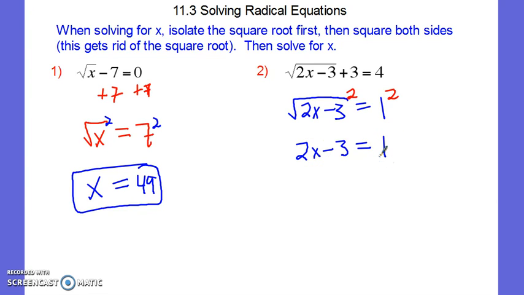1 squared is 1. And then 2 quick steps. I'm going to add 3 to the other side and divide by 2. And I'll end up with a good answer there. And I'll know it's a good answer because we're solving equations. We can take that 2 and plug it back in. 2 times 2 would have been 4, minus 3 is 1. Then we take that big square root. Square root of 1 would be 1, plus 3 is 4, and we get a good answer.